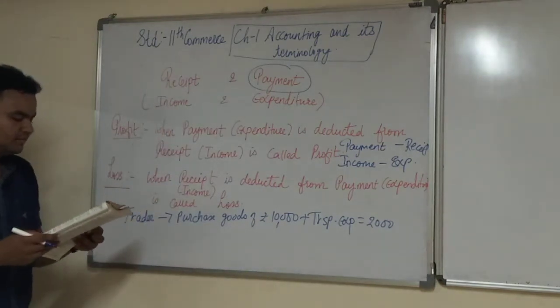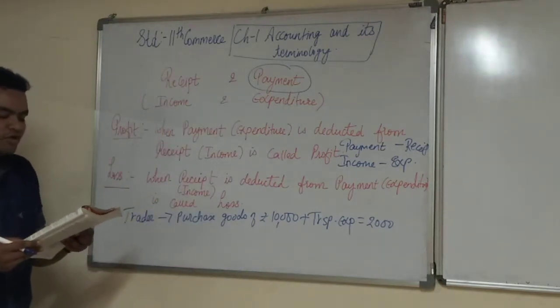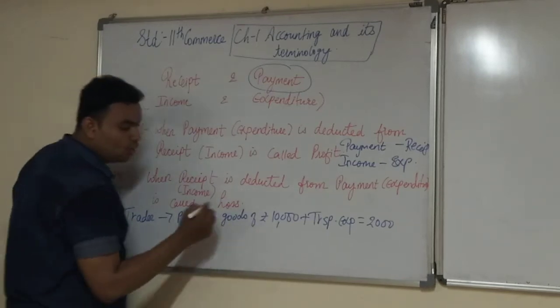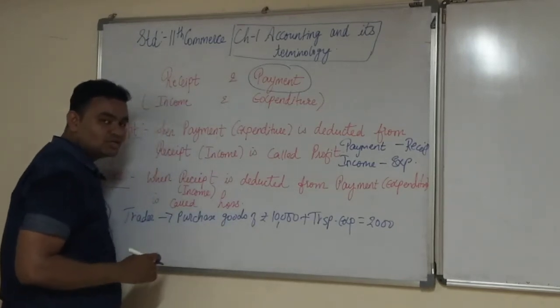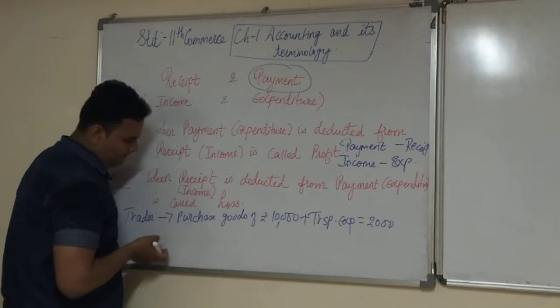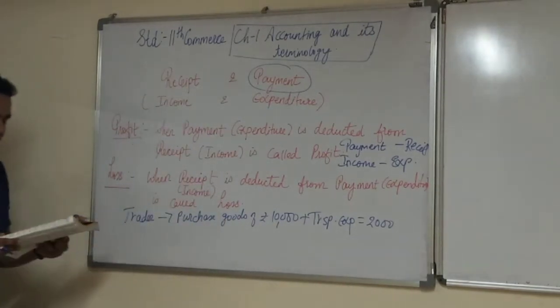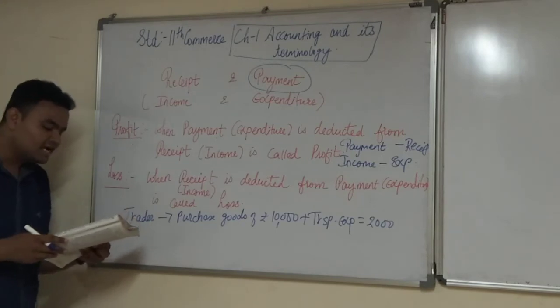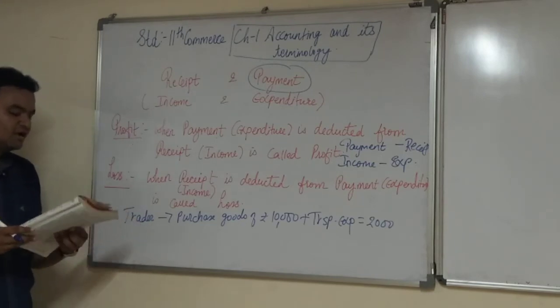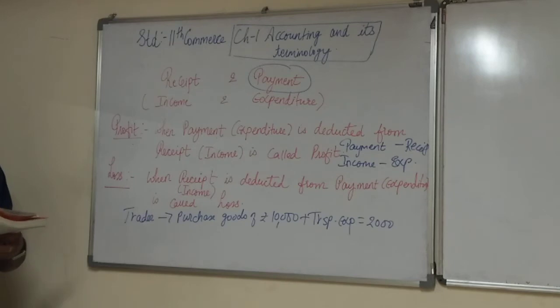Then the entire goods are sold for rupees 15,000. You can see the goods have been sold for 15,000. Here the income, the receipt, is 15,000, while the payment or expenses are 12,000. Thus the difference of 3,000, that is 15 minus 12, is called a profit.